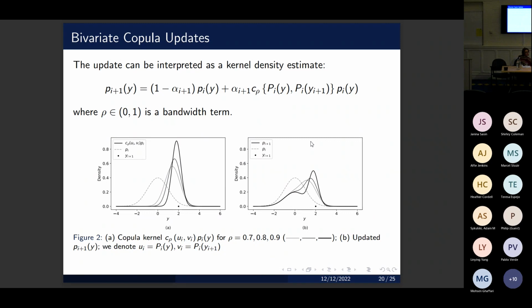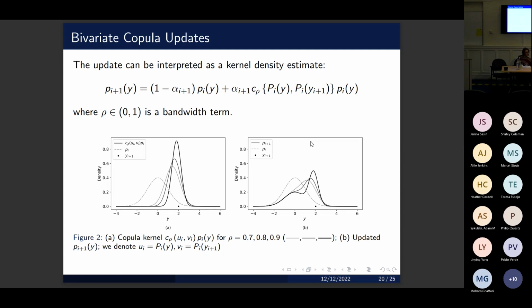So as I said before, this update can be interpreted as a kernel density estimate. What we're doing is we're taking a weighted sum of the old density and adding essentially a kernel centered around this new data point, yi+1, where rho is going to be our bandwidth term. And so on the figure on the left, we see here the gray dotted line is the old predictive density. And we've seen this new observation, yi+1, and we want to update our predictive density given this observation. And so on the left figure, we can see that in solid, we're going to have this term C of uv times pi.